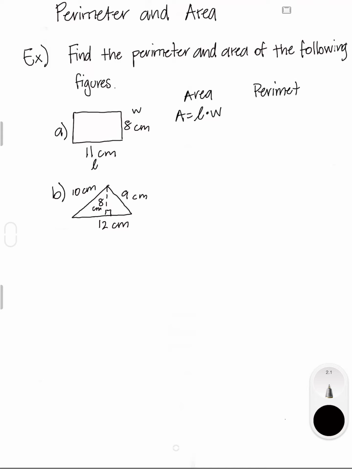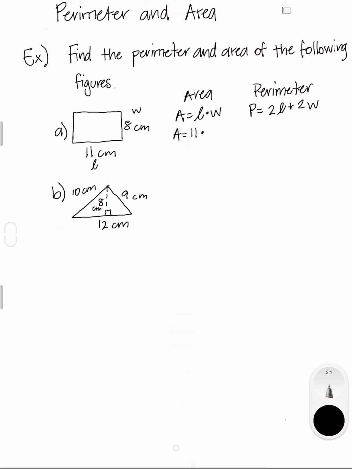Now for the perimeter, remember the perimeter is pretty much adding all of the sides of a shape. In this case, because a rectangle has two lengths, the perimeter is going to be 2L, and then plus, we also have two widths, so plus 2 times width, so plus 2W. And given that they have already provided the measurement for the length and width, we can just go ahead and plug them in the formulas.